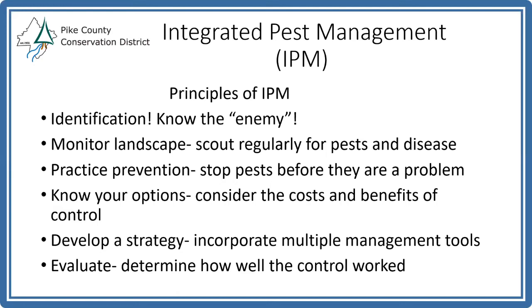The other is to practice prevention. Stop things before they become a problem. If you get those eggs before they hatch, you've gotten rid of those pests before they even have to do anything else and avoided a big problem. If you see a disease when it first starts and do some things to prevent the spread, again, you're stopping that right in the beginning rather than before it becomes a huge problem and nothing can be done. The other thing is to know your options. Consider the cost and benefits of the control.